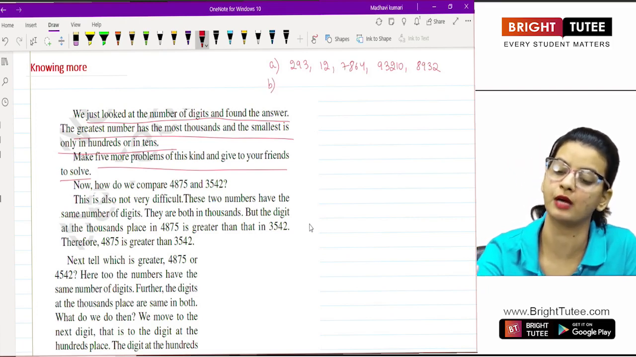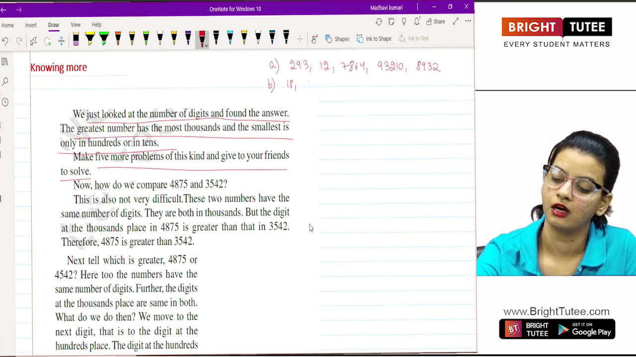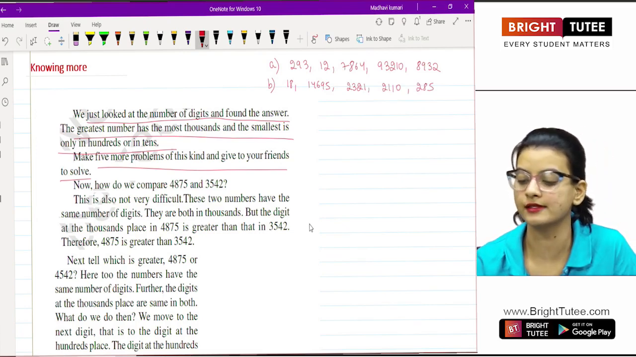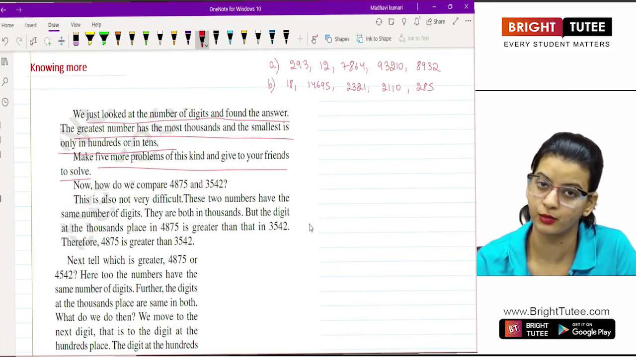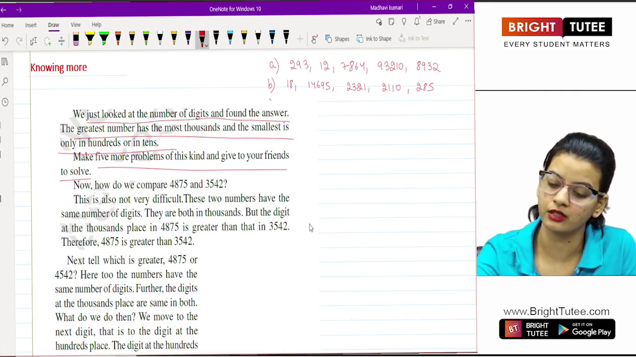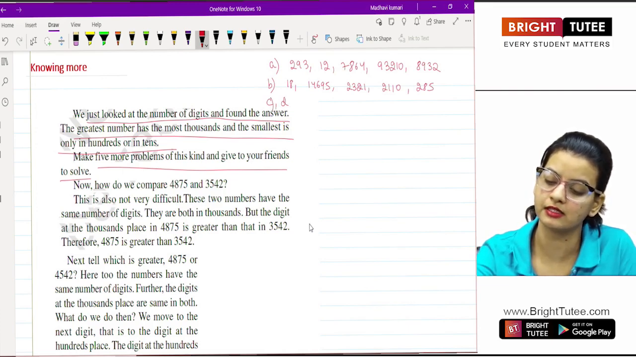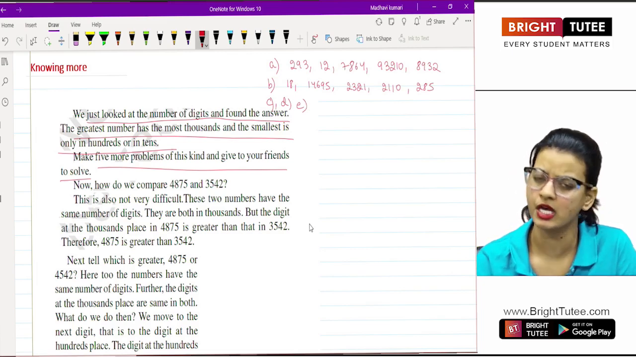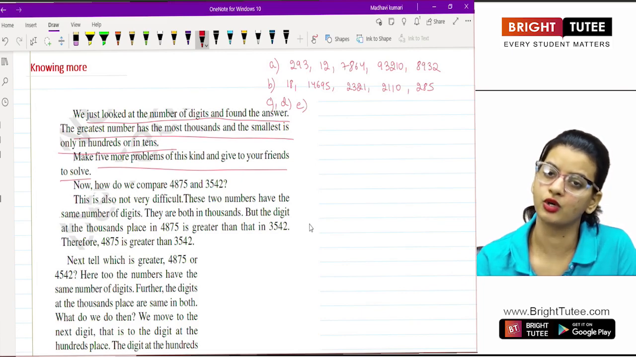Again, one more example I can give you, like 18, 14695, 2321, 2110, and 285. Then again you can ask in this collection which is the greatest number and which is the smallest number. So like this you can keep making more examples and keep asking your friend which is the greatest number and which is the smallest number. This is just a simple task in order to practice.